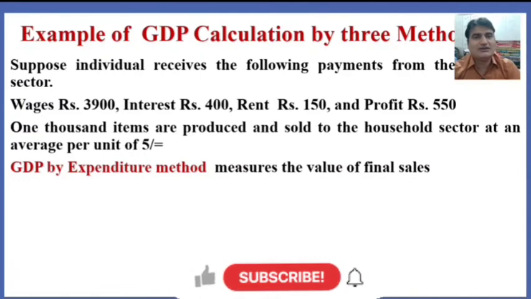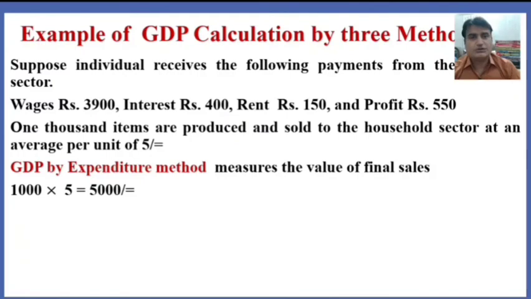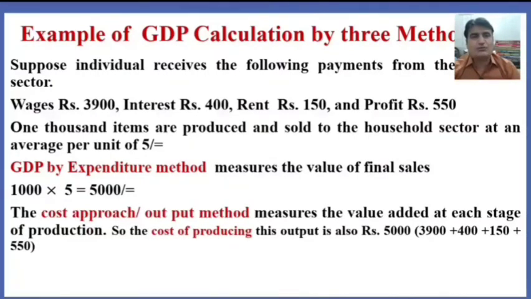Now, how to calculate GDP by the expenditure method? As we know, GDP by expenditure measures the value of final sales. So 1,000 products have been produced at the rate of 5 rupees. The total GDP is 5,000 rupees. The cost approach or output method measures the value added at each stage of production. So the cost of producing this output is also ₹5,000.